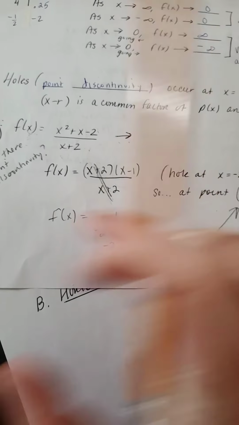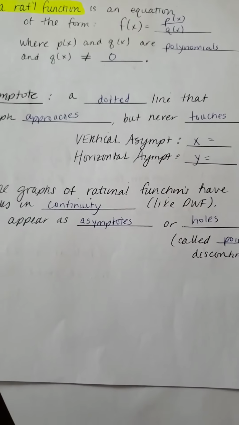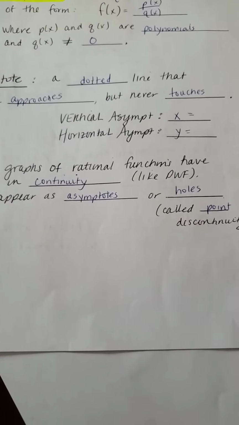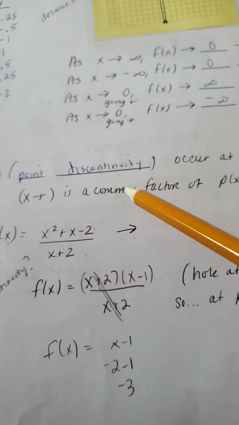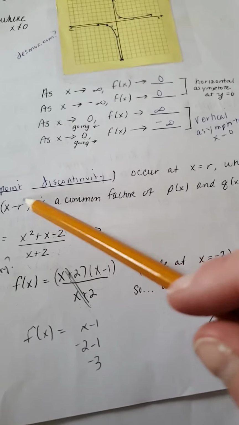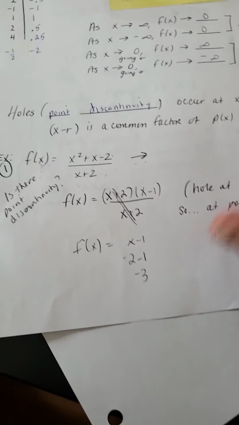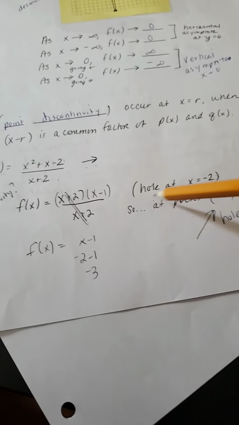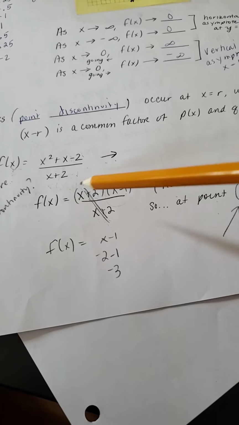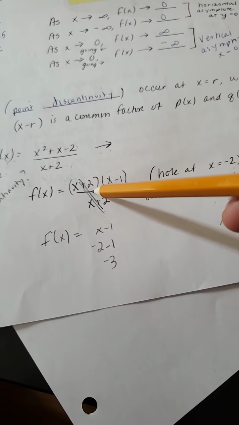And if you remember my notes from over here, where is it? Hold on. Did I go too far? Oh my gosh, I didn't even see it. It's right above. So x minus r is a common factor. That's where the holes are. Point discontinuity occurs at x equals r, where x minus r is a common factor. So that's how you know it's -2. You switch the sign. So there's a hole at x equals -2. If you can cross out common factors, know that it's going to be the opposite of this.